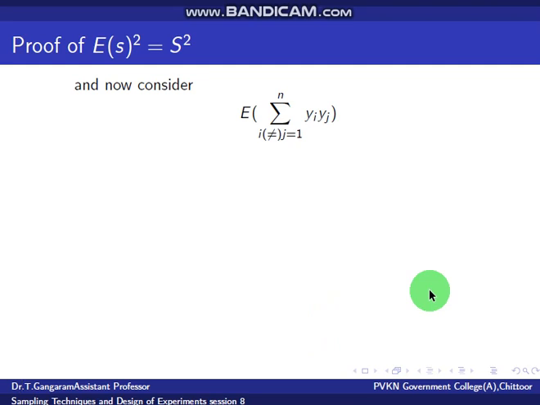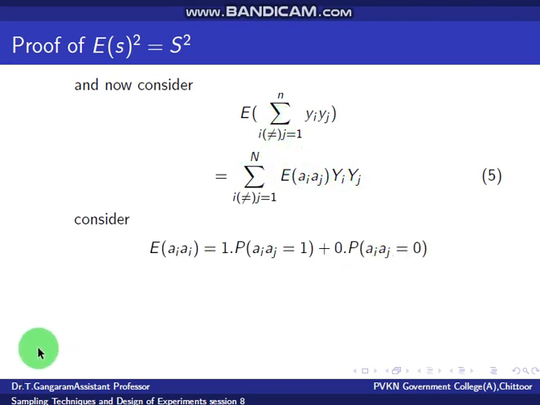Let us look into another term, expectation of i not equal to j, 1 to small n, small yi yj, is equal to expectation of ai aj into yi yj, i not equal to j, 1 to capital N here. This is equation 5.